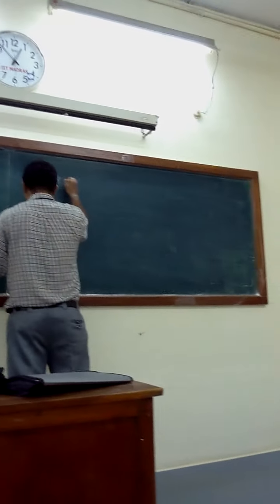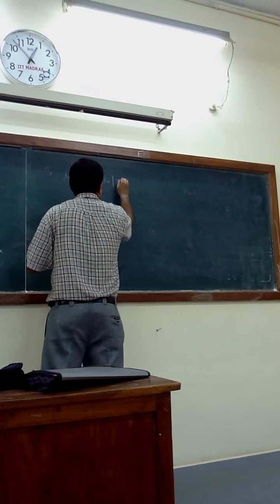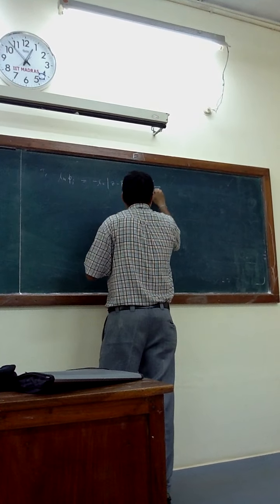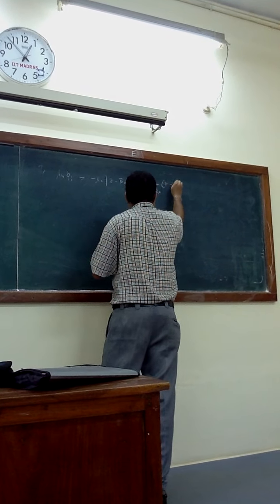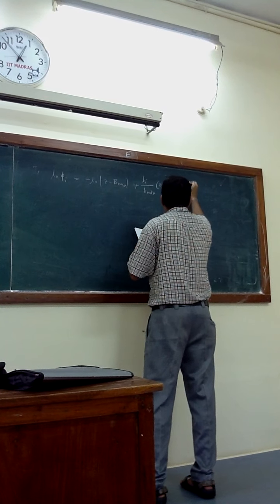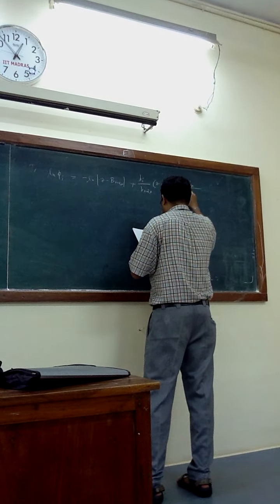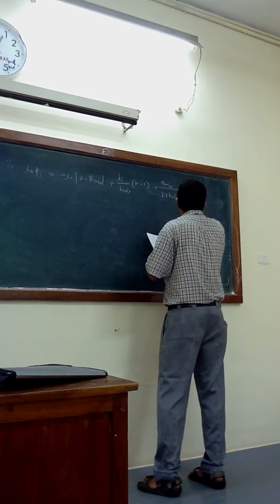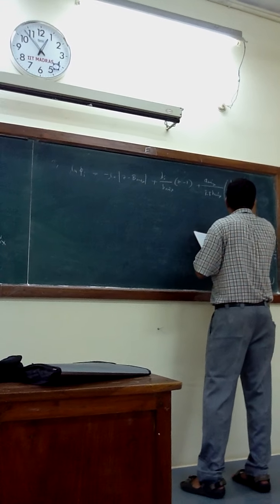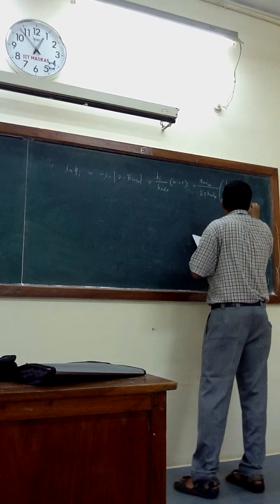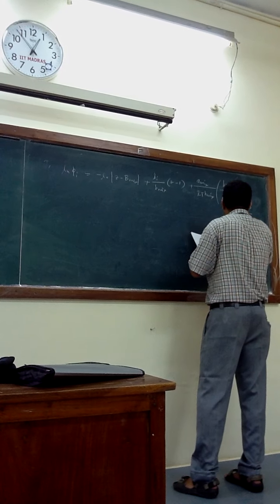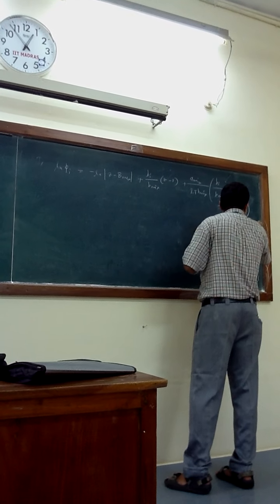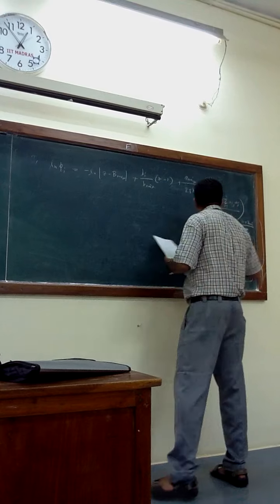ln phi I equals minus ln Z minus B mix plus Bi by B mix Z minus 1 plus A mix by RT B mix into Bi by B mix minus 2 summation j equals 1 to C Aij Nj by A mix ln Z plus B mix by Z.